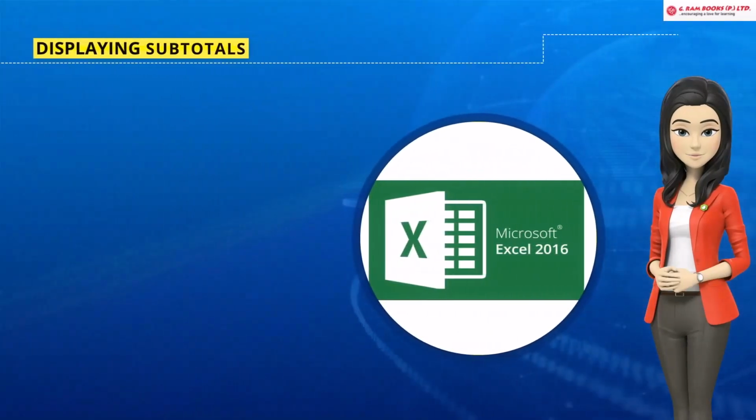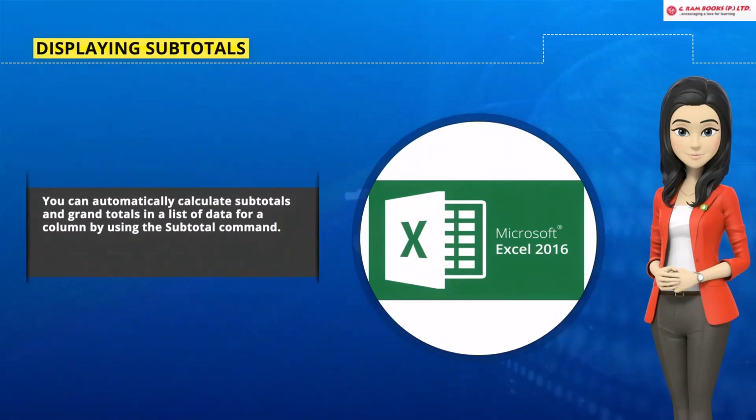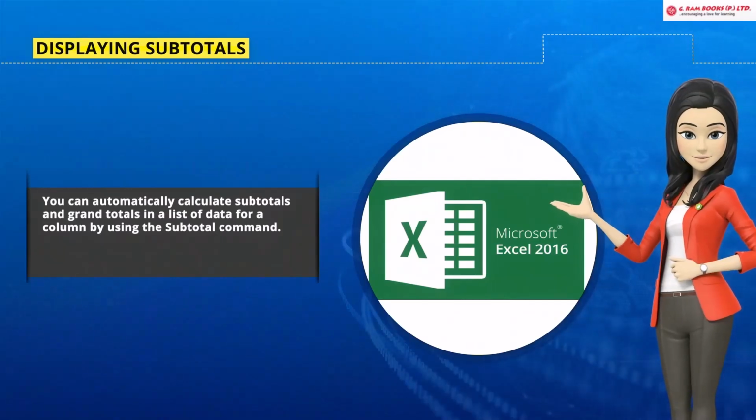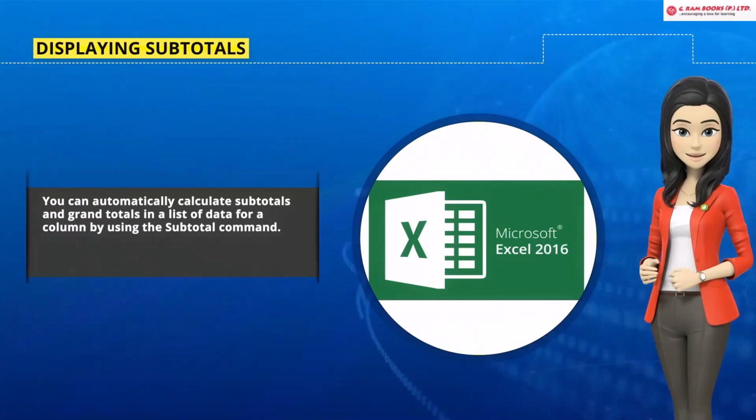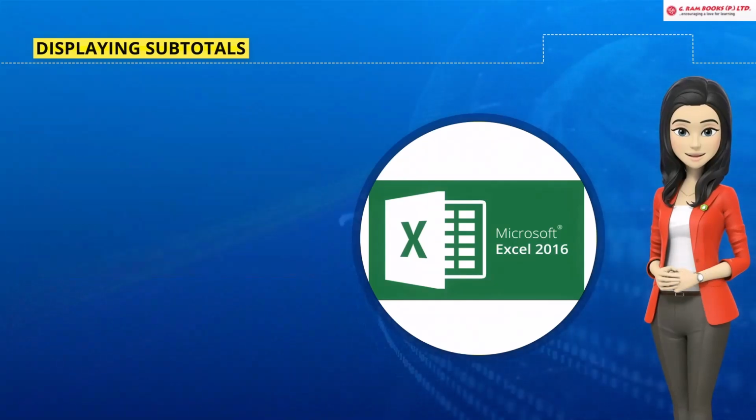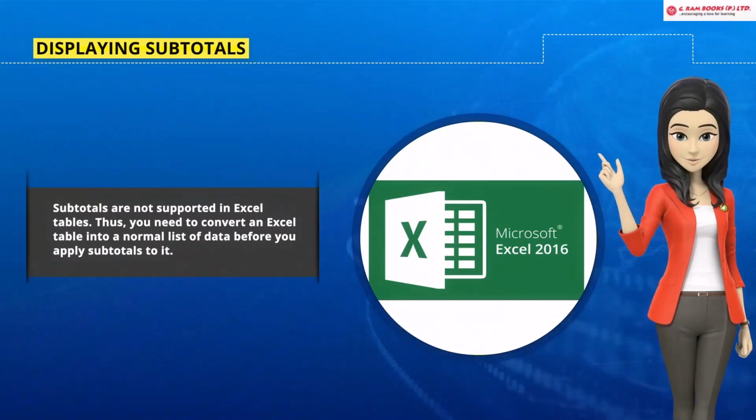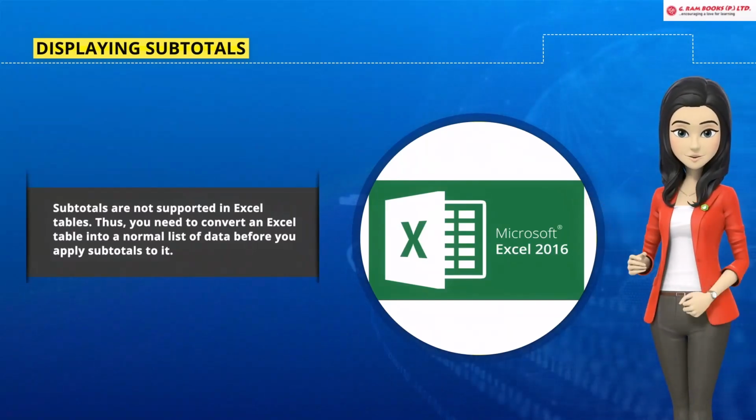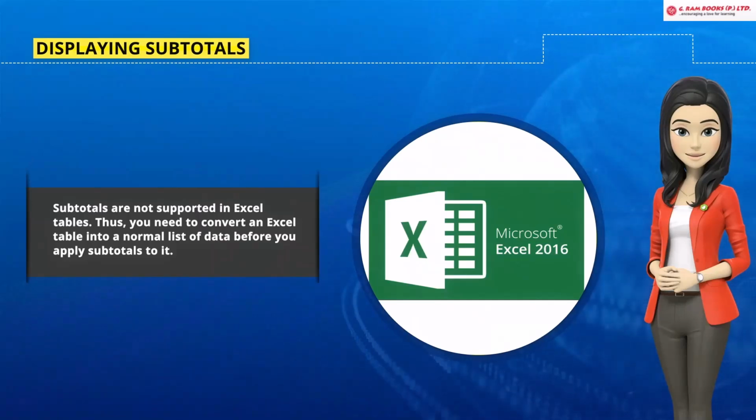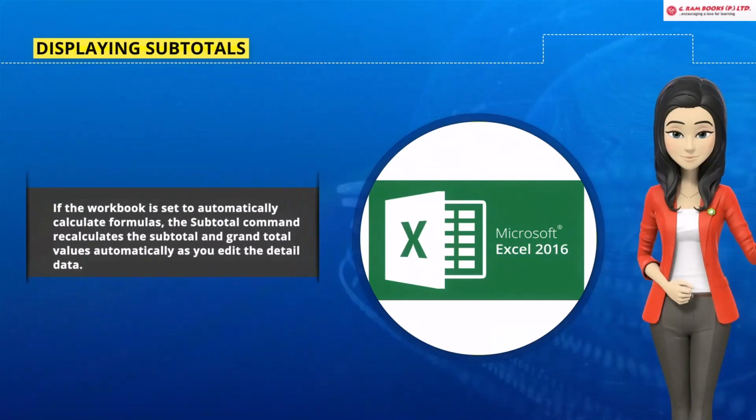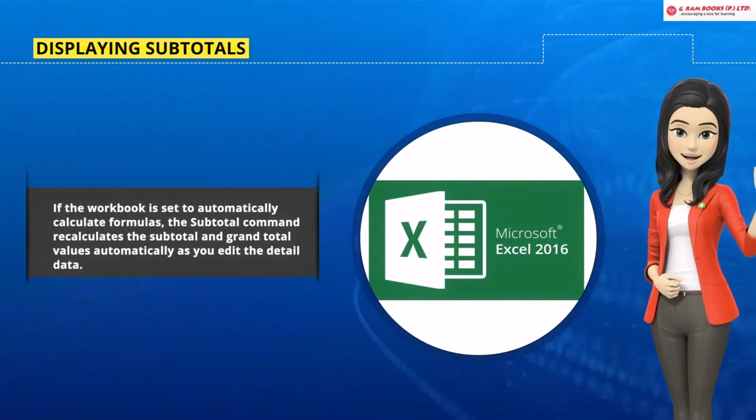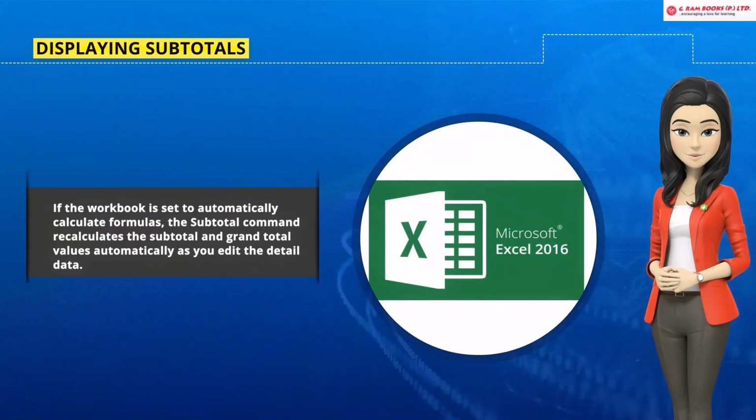Displaying subtotals. You can automatically calculate subtotals and grand totals in a list of data for a column by using the subtotal command. Subtotals are not supported in Excel tables. Thus, you need to convert an Excel table into a normal list of data before you apply subtotals to it. If the workbook is set to automatically calculate formulas, the subtotal command recalculates the subtotal and grand total values automatically as you edit the detailed data.